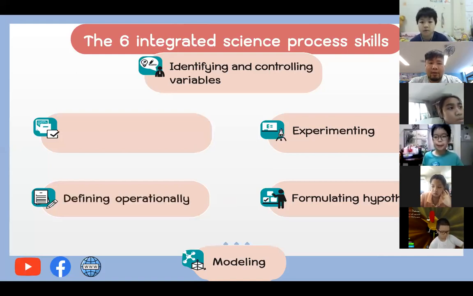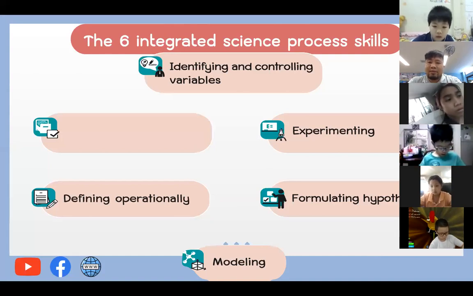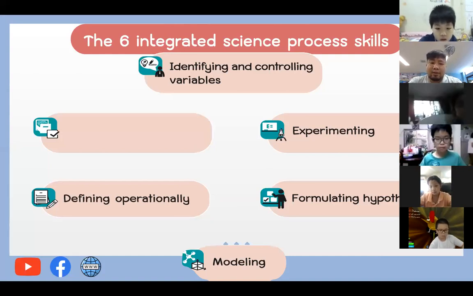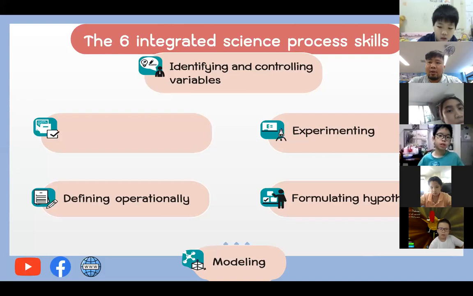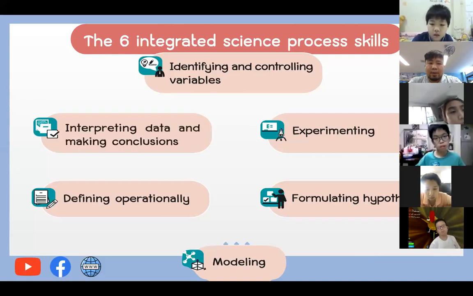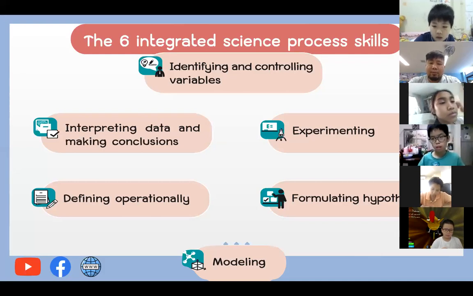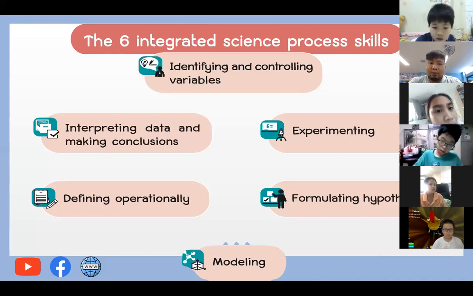Number 5, defining operationally, meaning what is the meaning of this idea? For example, define science, define math. What is math? What is science? You find the meaning. Last one, interpreting data and making conclusions. This one is the same as make a conclusion in 5 steps. This one is the final and the concluded data wherein you studied all the information that you have.